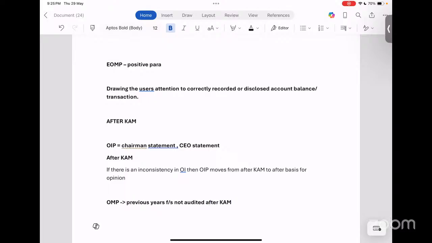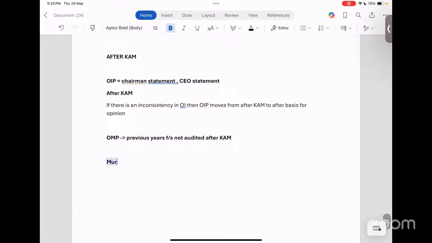So if all the paragraphs are added, let's talk about MURGC also. Where do you place the MURGC paragraph? What is the placement of the MURGC paragraph? It is after basis for opinion. In the MURGC paragraph, we basically talk about material uncertainties regarding going concern, which are correctly disclosed in the financial statements. Again, it's a positive paragraph where we just draw the user's attention towards something which is correctly disclosed, right? So this is what I have as my auditor's report.